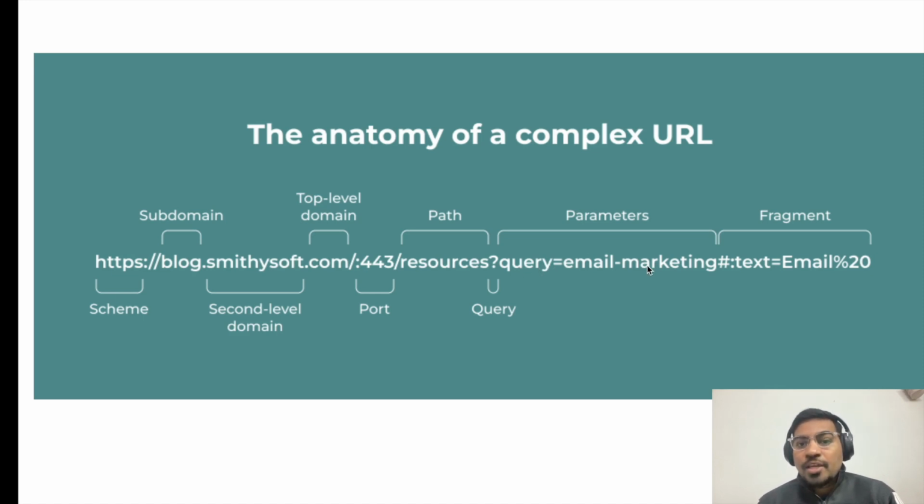What is a query parameter basically? Basically, a query parameter is used to search for particular information inside this resource, inside the page. That is the reason there's a question mark, then the query, and the parameter is email marketing. So basically, it's searching for email marketing inside blog.smithysoft.com, port number 443, and then these are the query parameters. And after the hash, text equals email percentage 20 is known as a fragment.